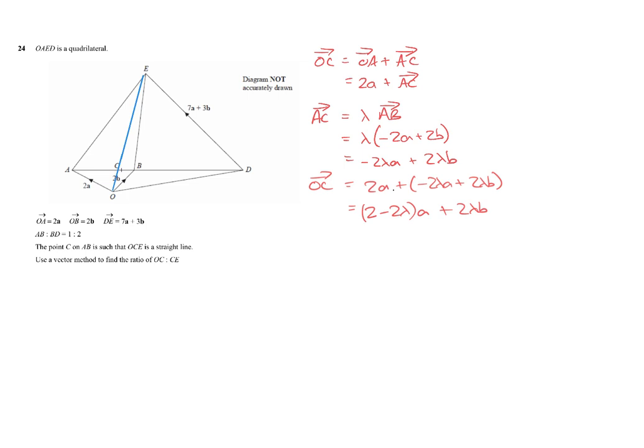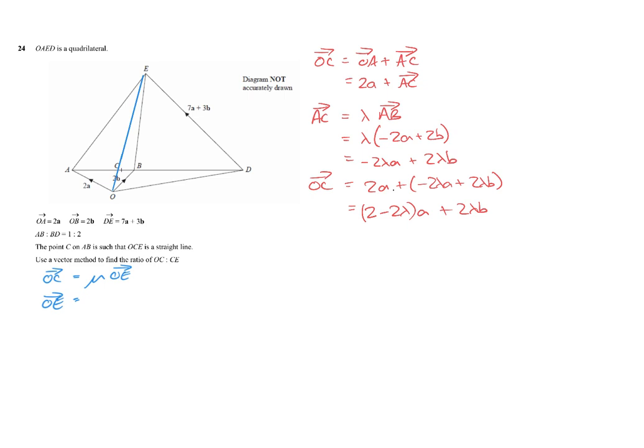Now I need a different route to go from O to C. So instead of going along here and along this line AD, I'm going to just say that OC is a fraction or proportion of the line OE. So let's write this one in blue to keep it separate. So I've got OC is equal to mu OE. Now what is the vector OE equal to?